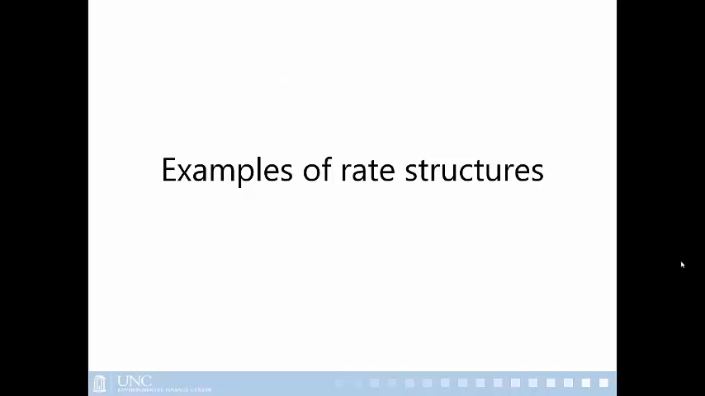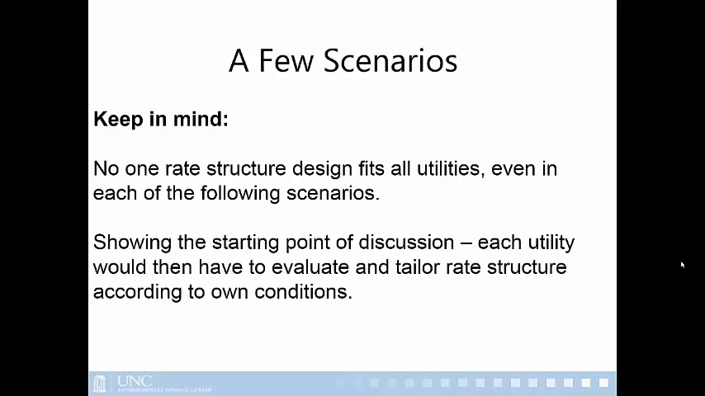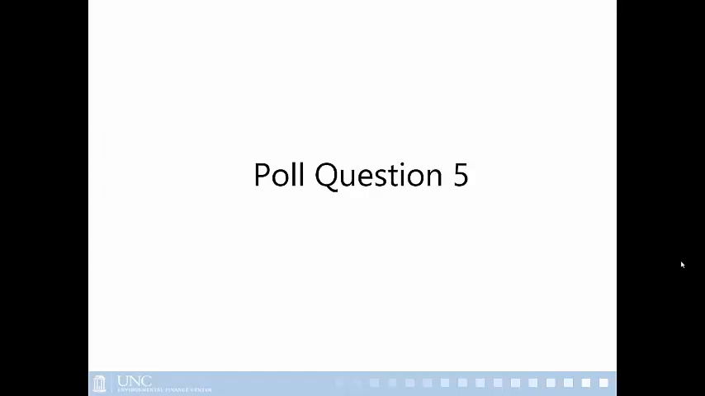So we're going to go through a couple of examples and maybe one or two scenarios. I'm going to ask you for your opinion on which scenarios you want to see, but the main thing to keep in mind, again, is that no one rate structure fits all, not even in the following scenarios. Even with a scenario, I'll show what a typical response might be. Even within that scenario, there are a lot of variations and a lot of conditions and context that need to be considered when setting rates.